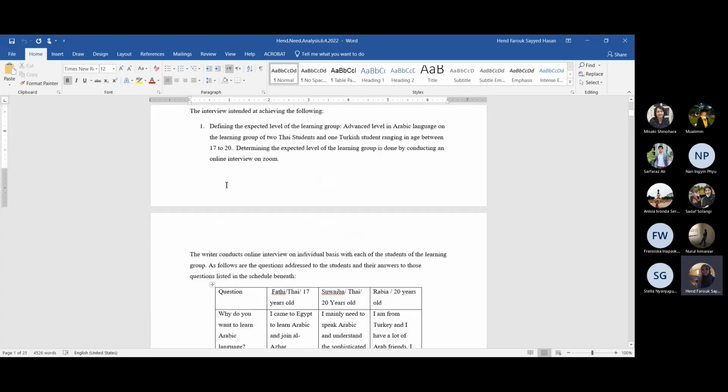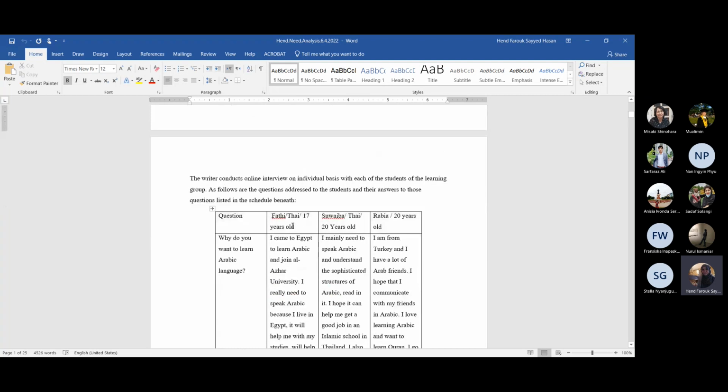So I made a schedule so it becomes easier, with Fathi, Swaiba, and Rabia. These are their names. Fathi from Thailand, 17 years old. Swaiba, a Thai student as well, 20 years old. Rabia from Turkey, 20 years old.